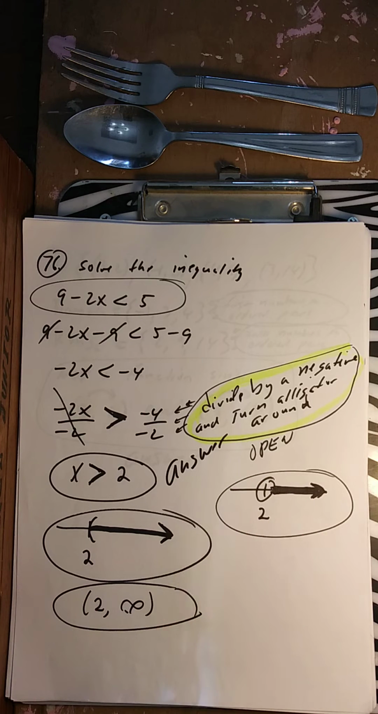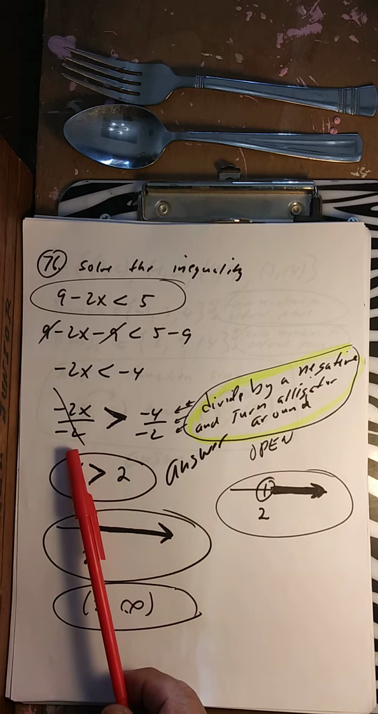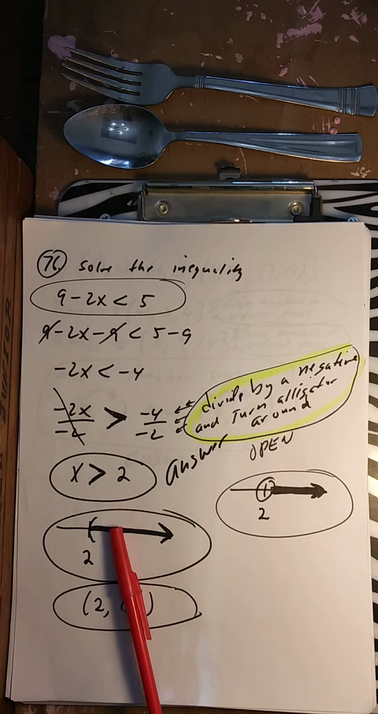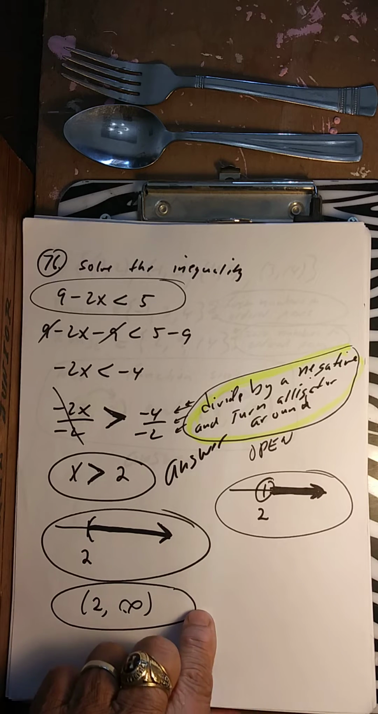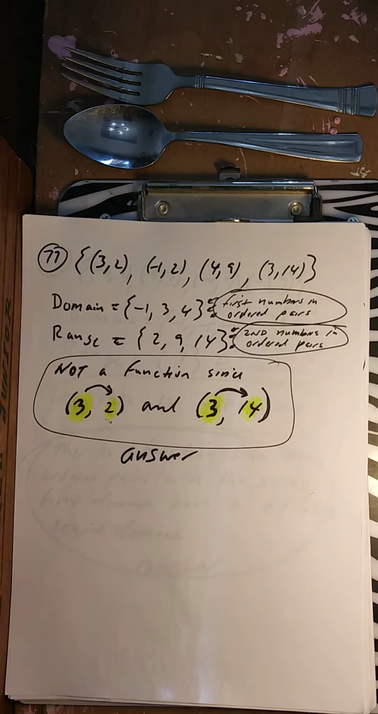So to solve the linear inequality, what did you do? When you divide by a negative, you've got to turn the inequality sign around. Alligator, whatever you want to call it.